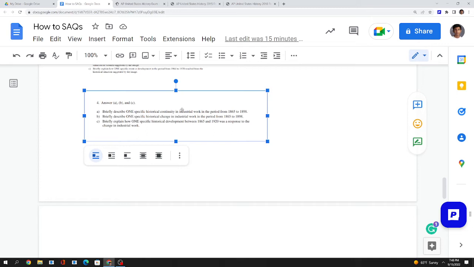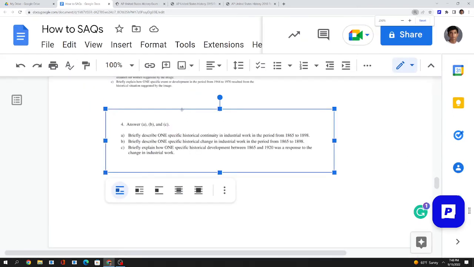So if you see, for example, this question, it says briefly describe one historical continuity in industrial work, briefly describe one specific historical change in industrial work. I would just basically say, oh yeah, from this period to this period, industrial work did this. In this period, industrial work stayed the same or didn't stay the same because of this, because of that.